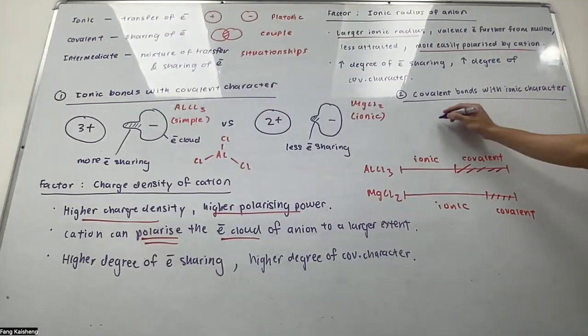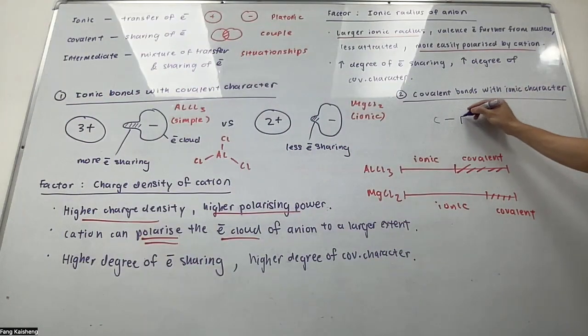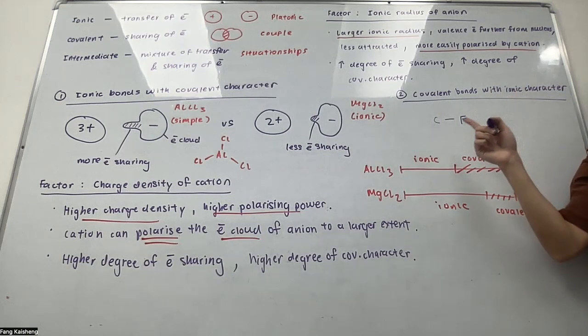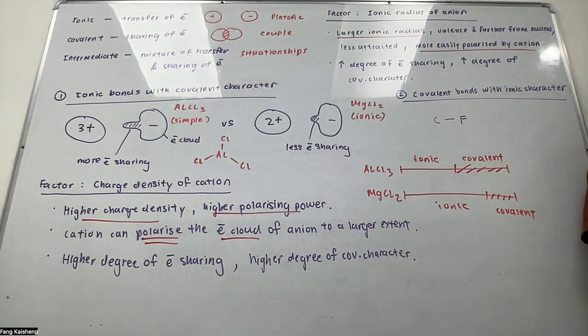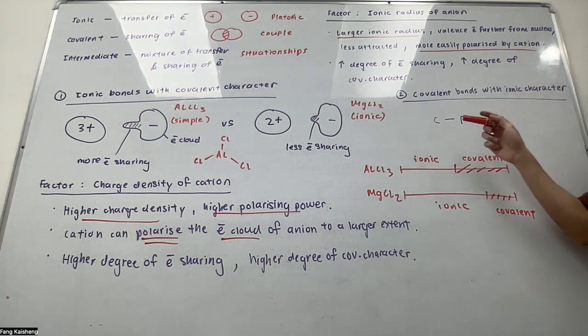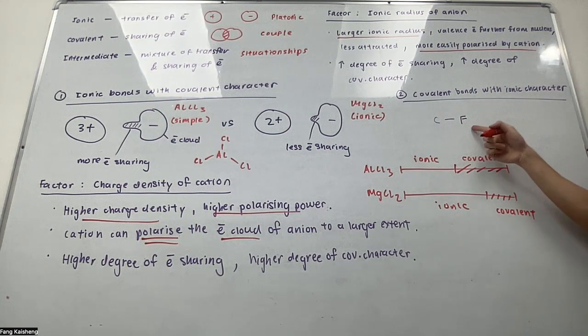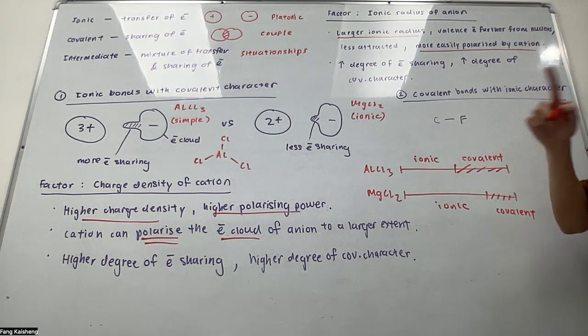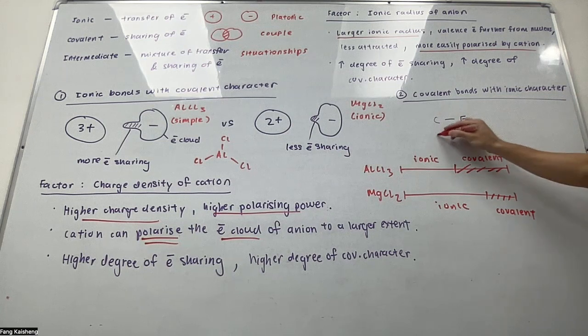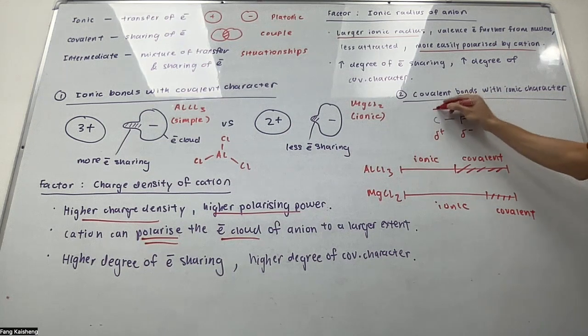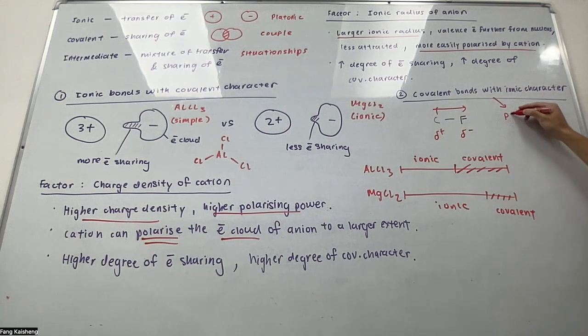We have covalent bonds, but let me just show you this covalent bond. Is this equal sharing? This particular bond here. What do you notice? Why is it not equal in sharing? Because F is more electronegative than carbon. So do you notice this situation here is talking about polar bonds?